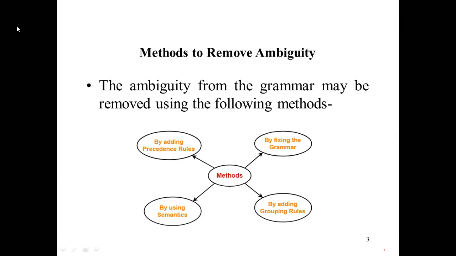And the last one is by adding the grouping rules. There are a few rules that we can add in that. So these are the few methods to remove the ambiguity. Even so, the ambiguity can be removed by the programmer on their own, and there are a few rules which we use. So the ambiguity from the grammar may be removed using the following methods. By using those methods we can remove the ambiguity.